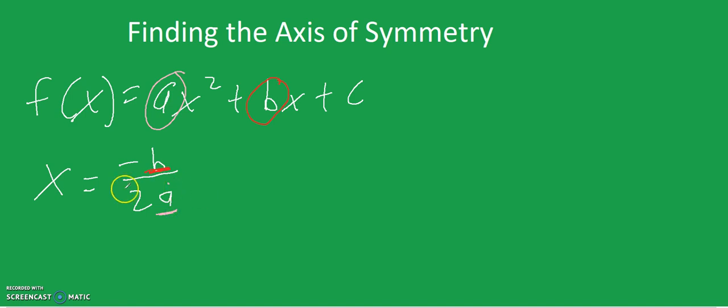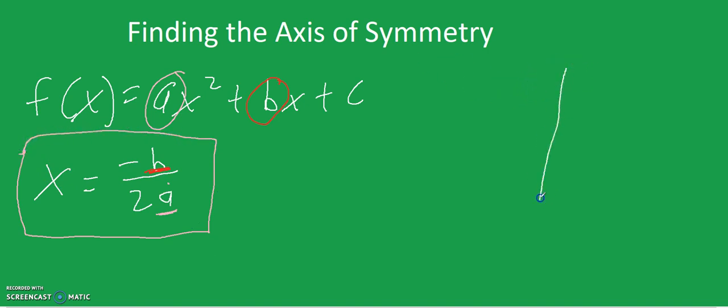All right, so this information comes from whatever my equation looks like. And so this is the formula. I'll put it in a nice little box. So if I were to draw my parabola, let's say it looks something like this, then this axis of symmetry is going to come down here like that.